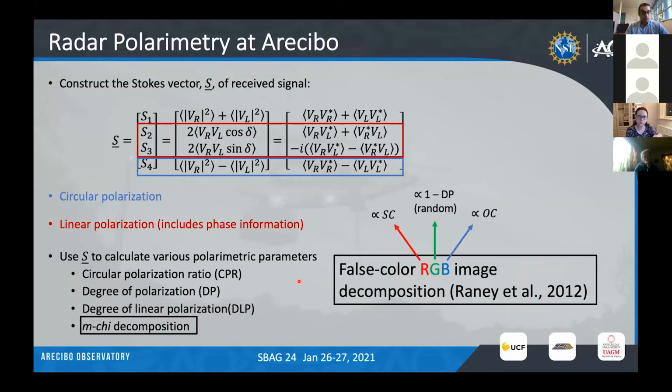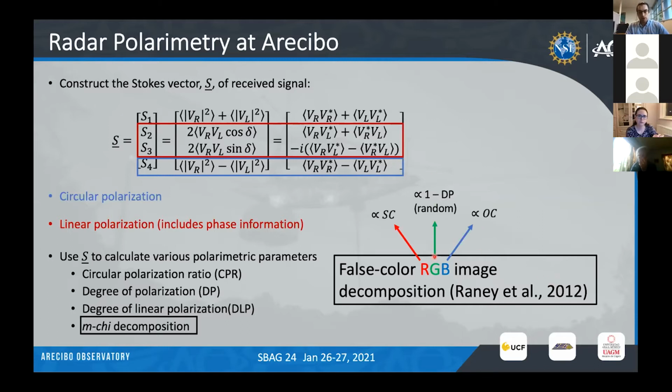And last, in our work, we consider the MCHI decomposition, which is a false color RGB image that is created from a somewhat complicated combination of the Stokes parameters that I don't have time to get into, but it was developed in Raney et al. 2012 for Mini-RF synthetic aperture radar observations of the Moon. Mini-RF is a dual-pole radar system similar to Arecibo that transmits in one polarization and then receives an orthogonal polarization. So the same technique can be applied to Arecibo observations.